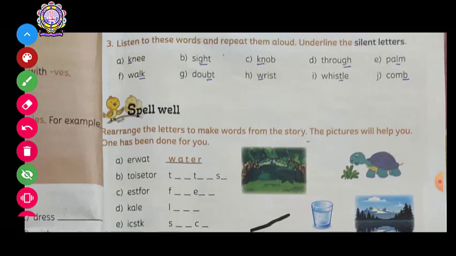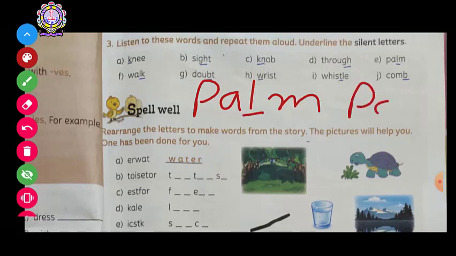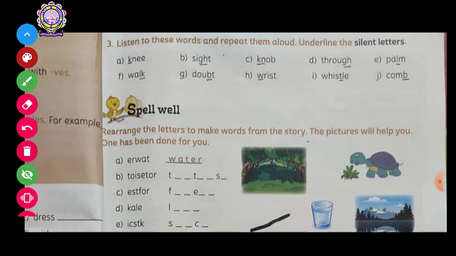Yes. Next word is palm. PALM. L is silent. So the spelling should be PAM, but L is silent over here. Alright. Next is walk. WALK. Isn't it? Walk. So L is your silent letter.